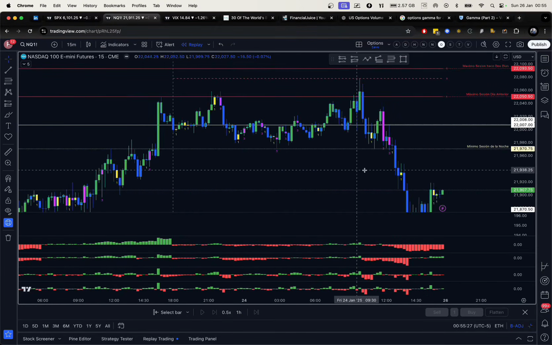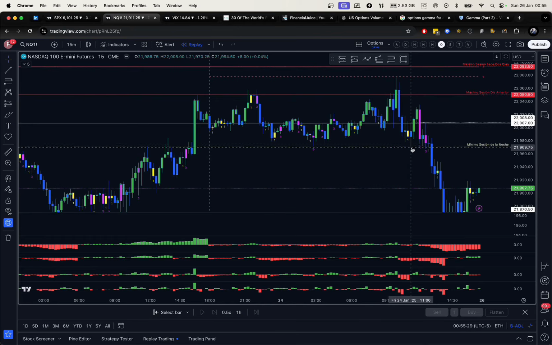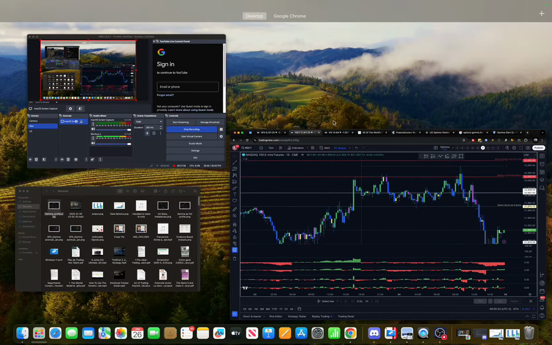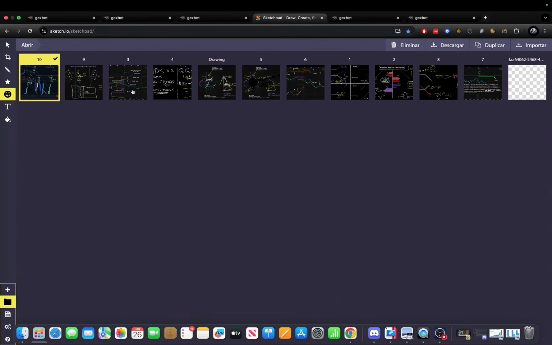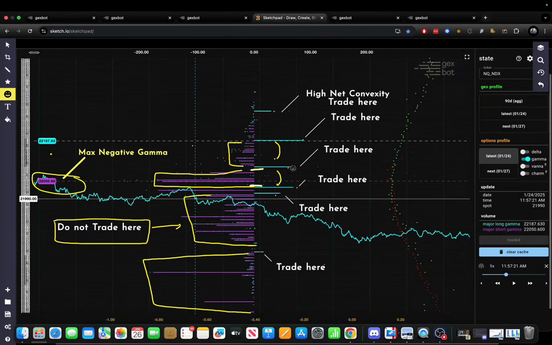And as we can see now, that was a level they tried to defend during the Friday session. But anyway, these are the levels which are important for me. Why? Because I want to see these guys when they come with this high net convexity. These big institutions came in with this excess of gamma, and they affect the market. And I want to have those levels.